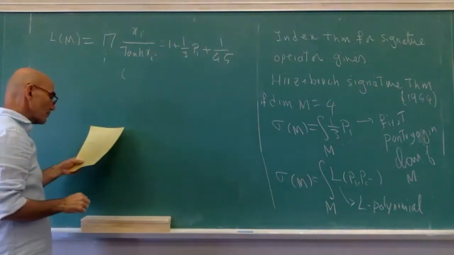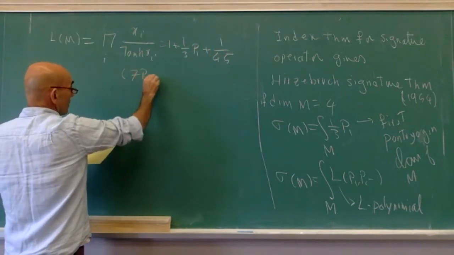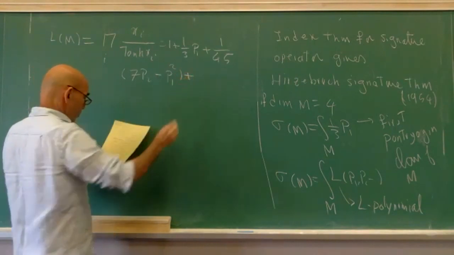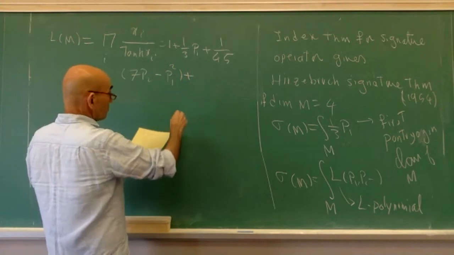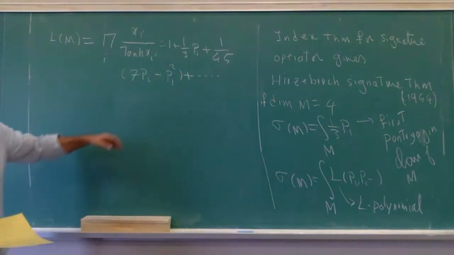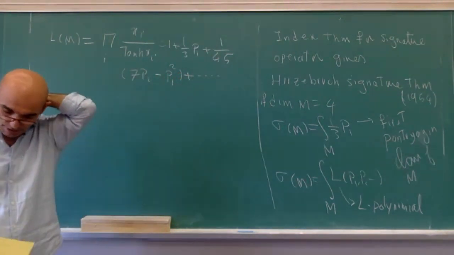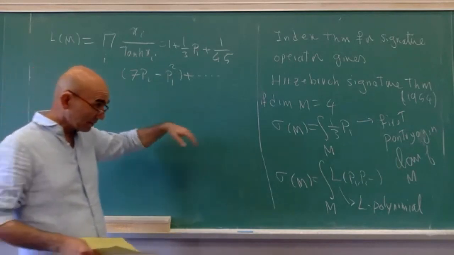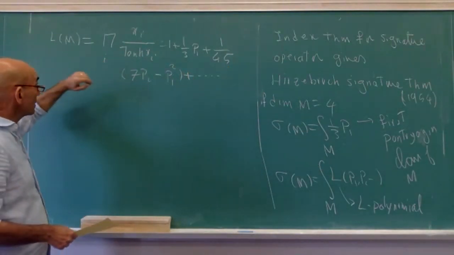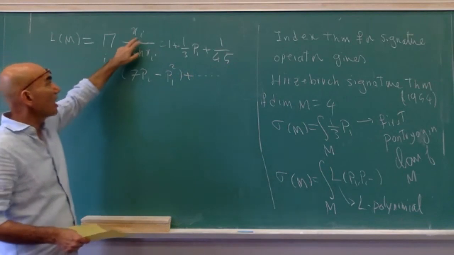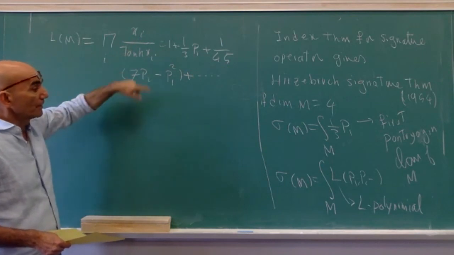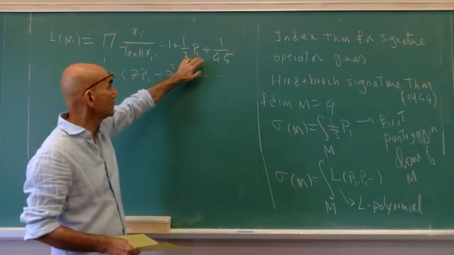1/45 times (7p2 minus p1 squared), plus the next term, which has an even bigger fraction, and we will deal with this. So this is the L polynomial. As I said, it's a kind of hyperbolic tangent function. It's an explicit expression, and you replace the xi's by the Chern roots of the manifold, and then you get these expressions in terms of characteristic classes.